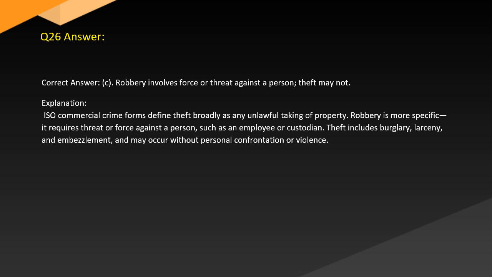Answer. Correct answer: C. Robbery involves force or threat against a person. A theft may not. Explanation. ISO commercial crime forms define theft broadly as any unlawful taking of property. Robbery is more specific. It requires threat or force against persons such as an employee or custodian. Theft includes burglary, larceny, and embezzlement and may occur without personal confrontation or violence.